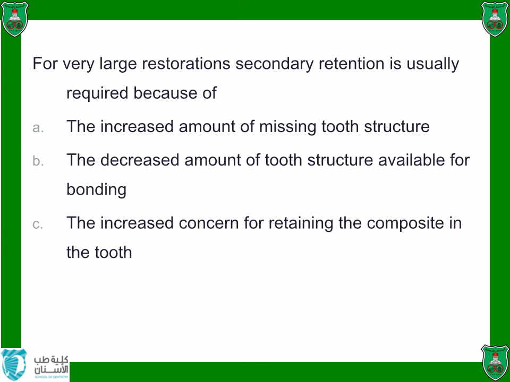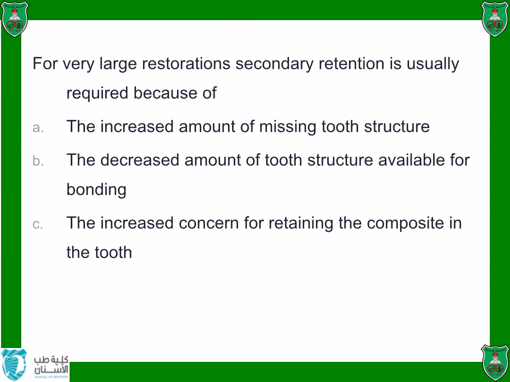For very large restoration, secondary retention is usually required. With composite, you remember, we usually use either retention grooves or bevel if we have enough margin. However, we don't have those available every time. So for larger restoration we need secondary retention, because there is an increased amount of missing tooth structure. We have a decreased amount of tooth structure available for bonding. As I say, we don't always have enamel, and there is increased concern for retaining the composite in the tooth.